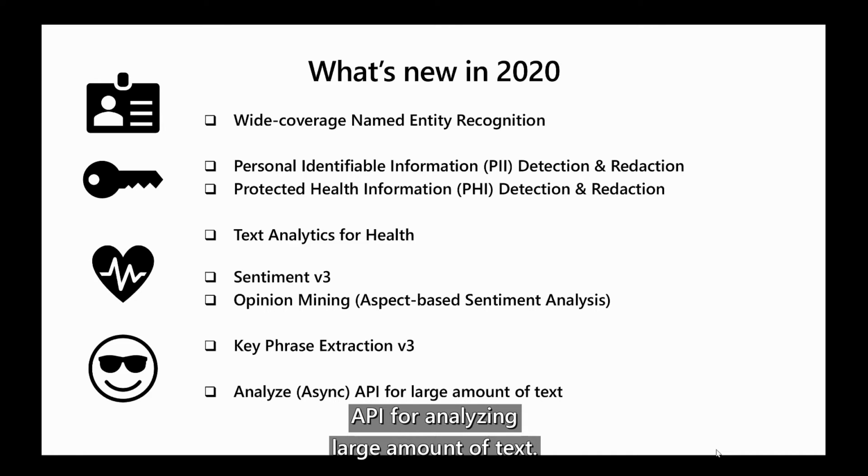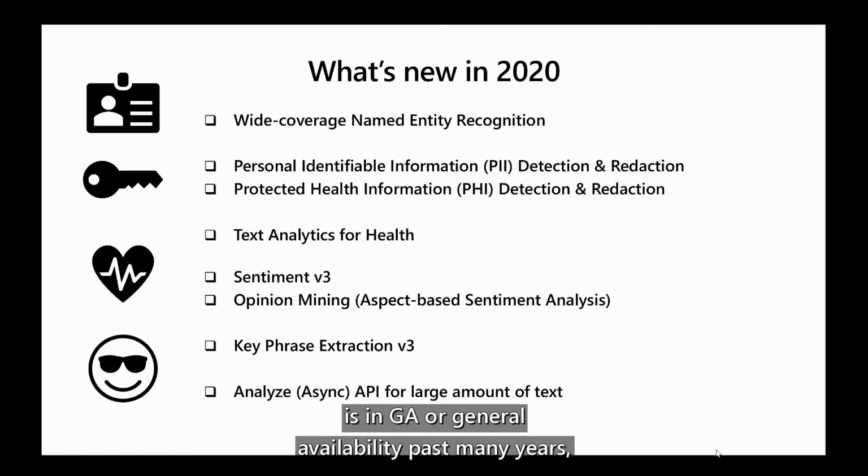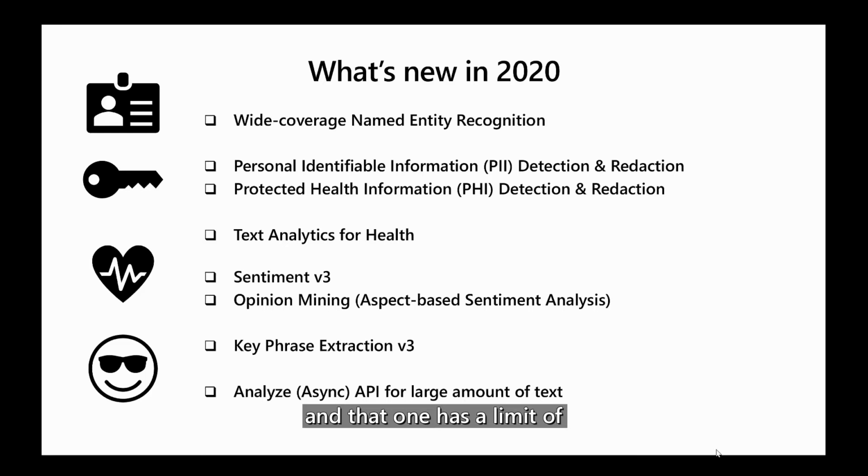large amounts of text. And when I say large amounts of text, the current API, the one which has been in GA or general availability for many years, we call it sync API, right? Because the response time is very low, and in a few milliseconds you can actually get a response back. And that one has a limit of 5120 characters, or 5000 characters roughly.